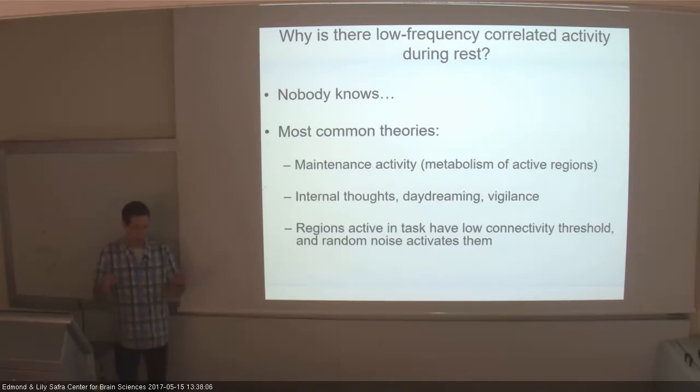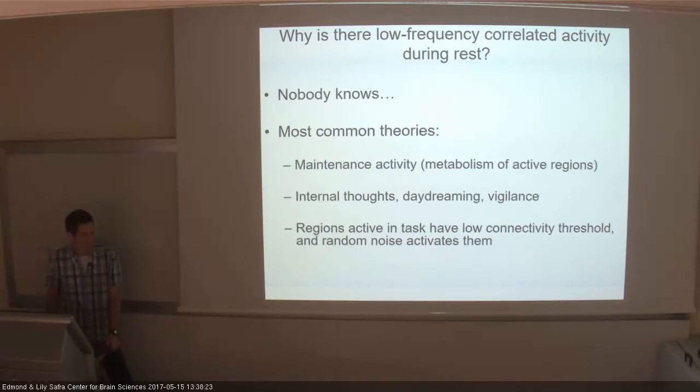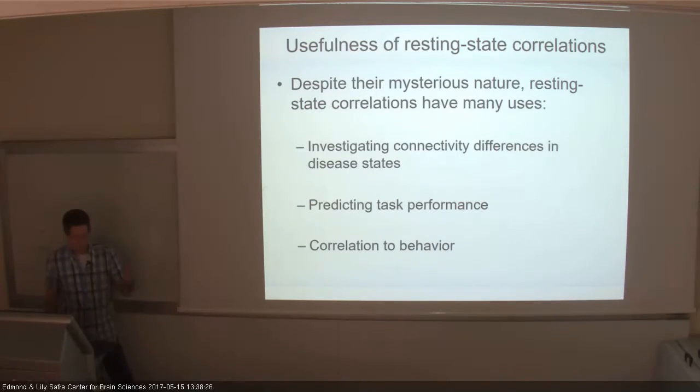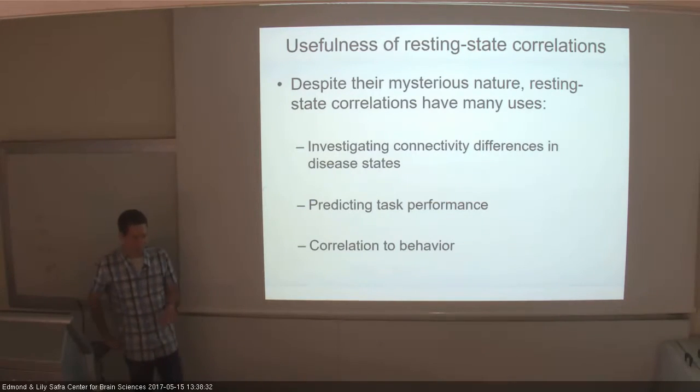We see the correlations, we know they're related to tasks, we know they change after task states, they change between people in relation to behavior. I'll show you quickly now, but we don't know exactly what it is. Why then use it? So let's go back to the three things we said before. Why are we interested in connectivity? First, as additional things to correlate to behavior and to task performance. Second, to investigate and understand disease states. And third, to actually understand what happens in tasks.